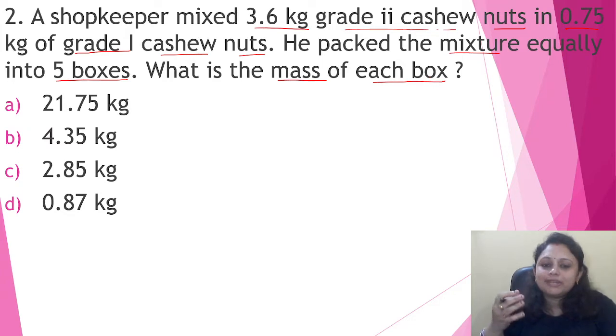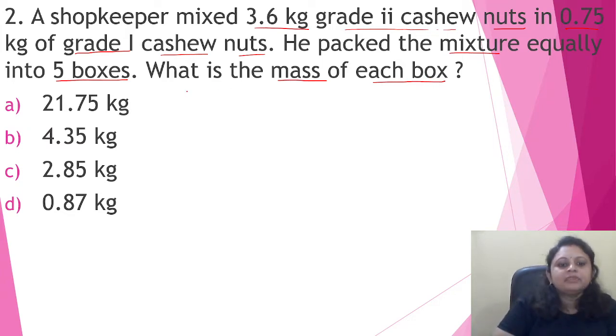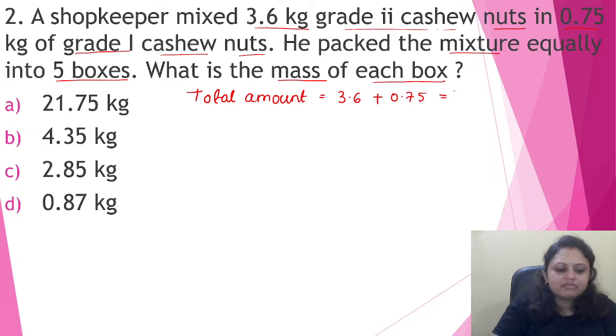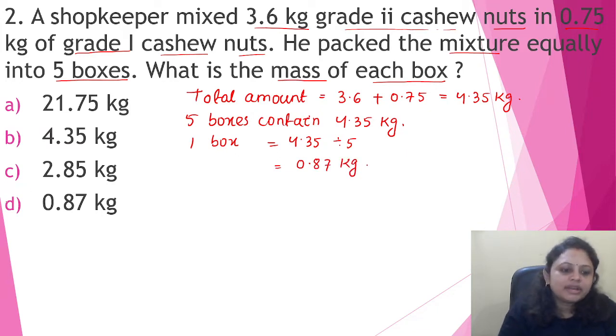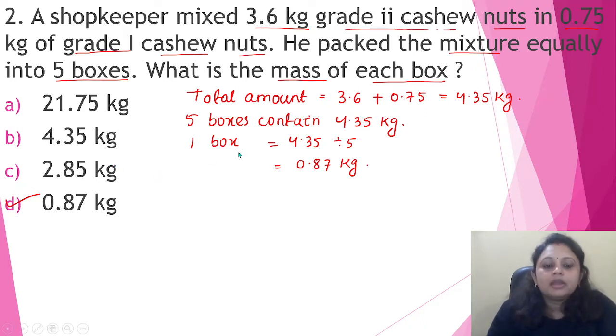So what can we do? First we need to find out the total amount of the cashew. The total amount is equal to 3.6 kg plus 0.75 kg, which will be 4.35 kg. Got it? Then we have to pack it in 5 boxes. So 5 boxes contain 4.35 kg. So the mass of one box is equal to 4.35 divided by 5, which will be 0.87 kg. So the correct answer is option D, that is 0.87 kg. Coming to the next question.